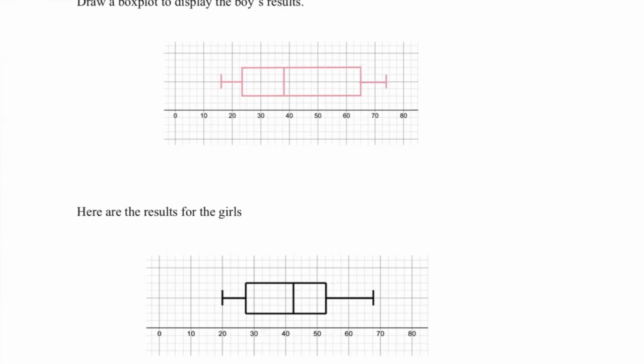So in sentences, you might write something along the lines of the median for the boys is lower than the girls, or the girls is higher than the boys. The interquartile range for the boys is bigger, making their results more varied. They are more spread out, so they are more varied than the girls. So just a comment about the median and the interquartile range is what they are looking for there.